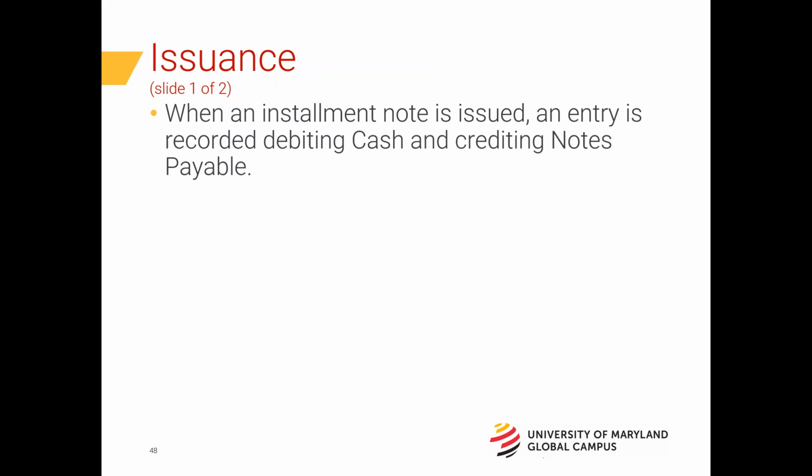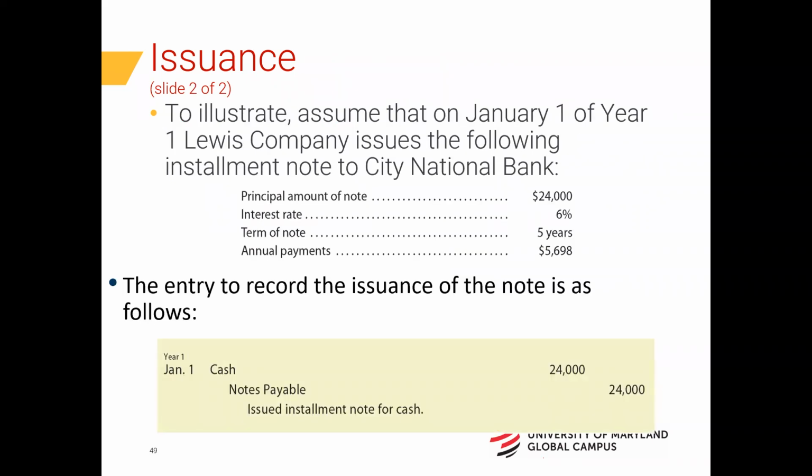When a bank issues the loan, it's called an issuance. You debit cash of the amount of the loan received, and you credit notes payable. Here's another example. Here's the issuance. The bank's giving me the loan. I debit cash the face value, 24,000, and I credit notes payable, 24,000. Principal amount 24,000, interest rate 6%, term of the loan 5 years, annual payments $5,698.